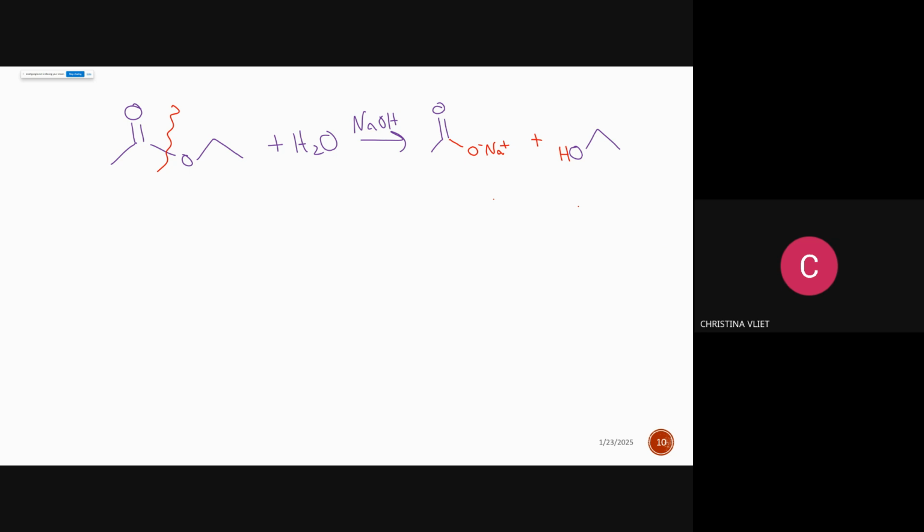So carboxylic acid does not exist as an acid in base. The H plus is dissociated. So instead of being COOH, it's COO minus with the Na plus from the NaOH. The carboxylic acid can only be a carboxylic acid in acid. And that's going to be a theme that runs later on in today's lesson.